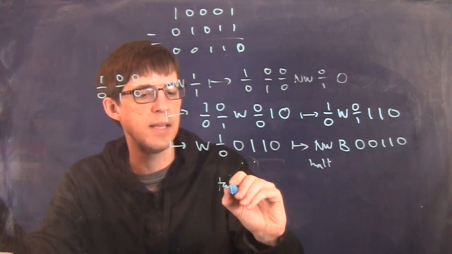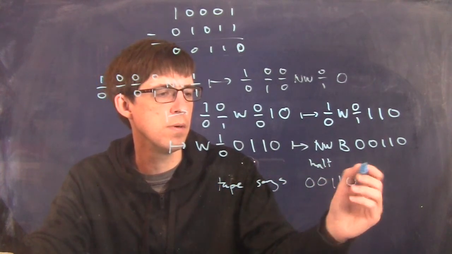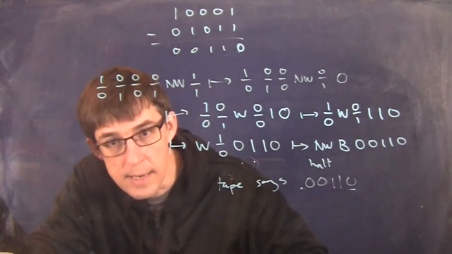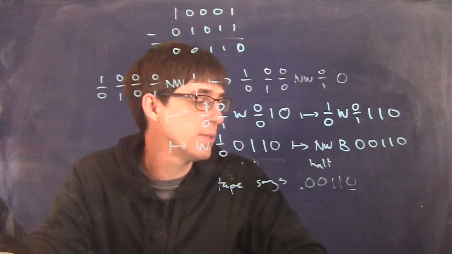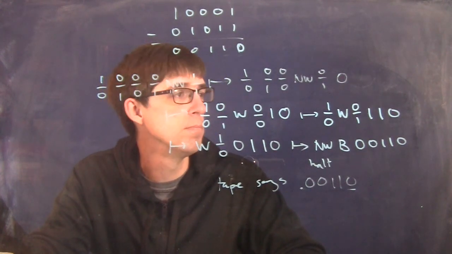And so the tape says at the end 0, 0, 1, 1, 0. I mean, there's a blank here, but we don't care about that. That's the answer, isn't it? That's how we do bitwise subtraction. This is a Turing computable function. Believe it.